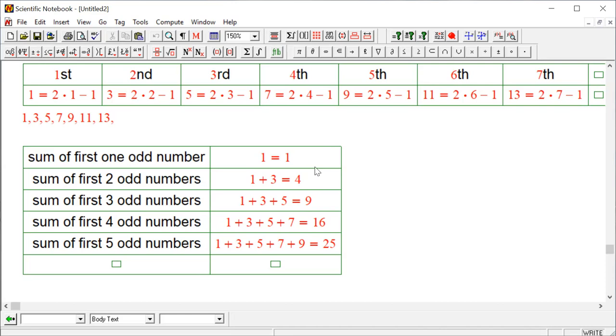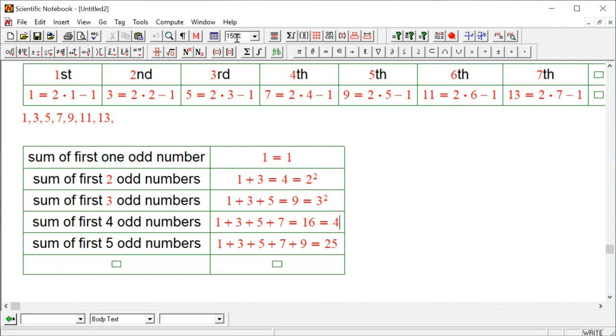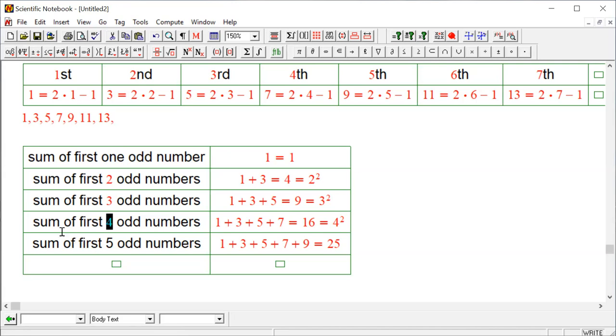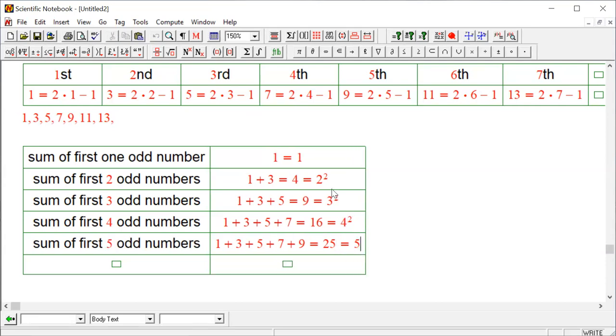We found that this is 2 squared. And 9 is 3 squared. Okay, and this 3 agrees with this 3. Did you notice? And this 2 agrees with this 2. And 16 equals 4 squared. And that 4 agrees with this 4, the sum of the first 4 odd numbers. And the 5, of course, you can see it agrees with 5 squared.